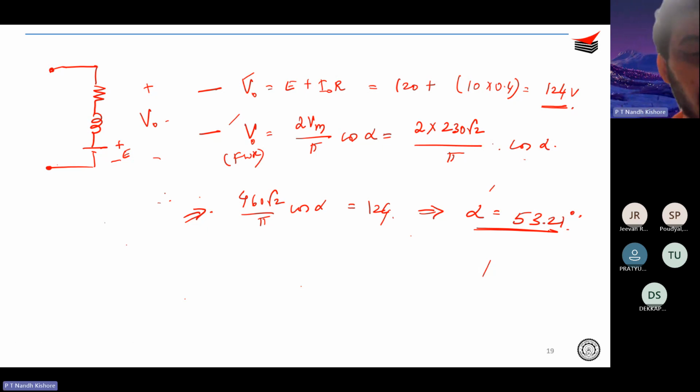Got it. So this is the same problem. Okay. So now I have the part B of the problem. All the parameters are same. Just that, find the firing angle alpha.